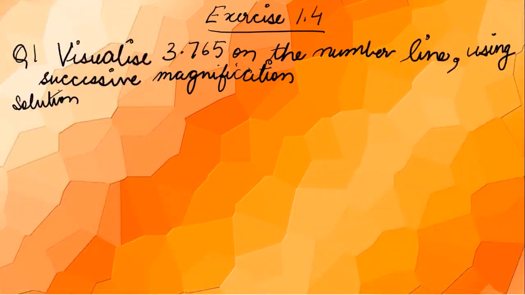So the question number first is visualize 3.765 on the number line using successive magnification. First of all you should know what is successive magnification. It is a process of visualization of representation of numbers on the number line through a magnifying glass. Okay, so how we will be doing it?